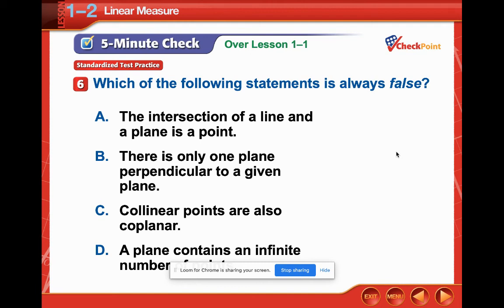Booyah. All right. Which of the following statements is always false? The intersection of a line and a plane is a point. There's only one plane perpendicular to a given plane. Okay. Collinear points are always coplanar. A plane contains an infinite number of points. Which one is always false? Why don't you guys take a second, try and solve this one on your own.